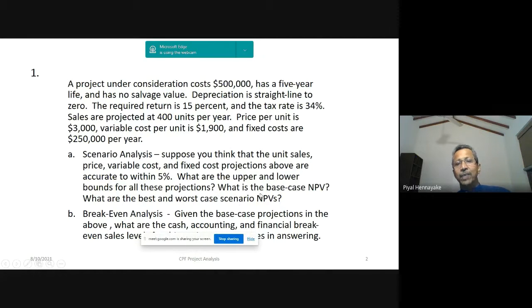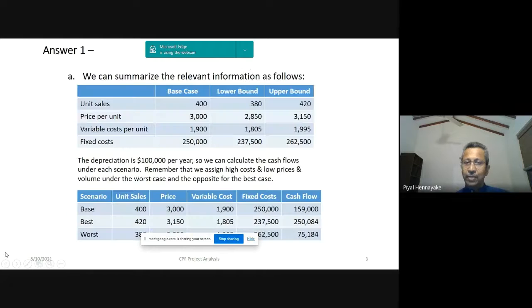Now, here we have to calculate the base case NPV. The second part is what are the best and worst case scenario NPVs, so here we have to calculate NPVs. Sometimes I might ask, what are the best and worst case scenarios? Then you only have to give the best case scenario and worst case scenario. You don't have to calculate NPV, but in this case, you have to calculate NPV.